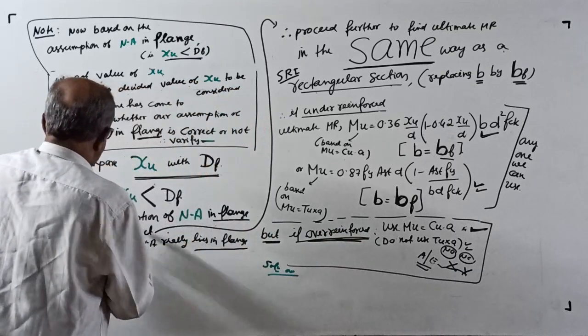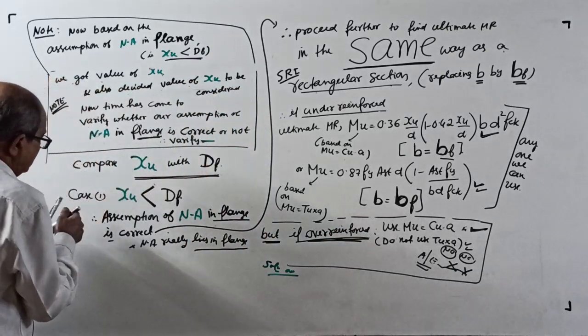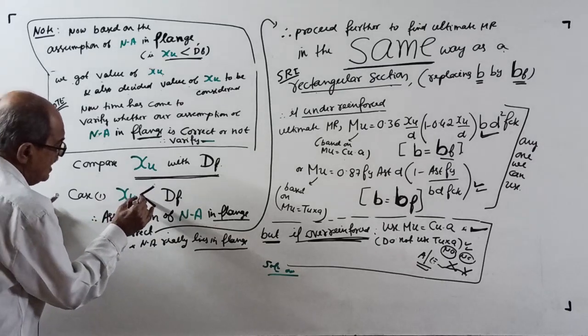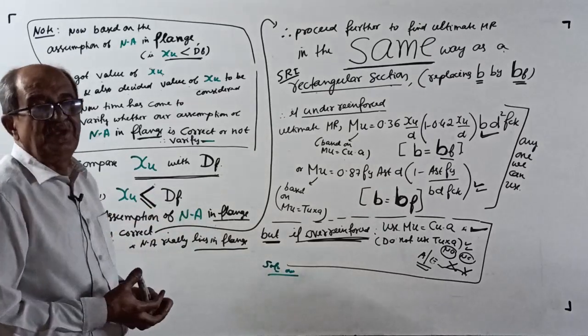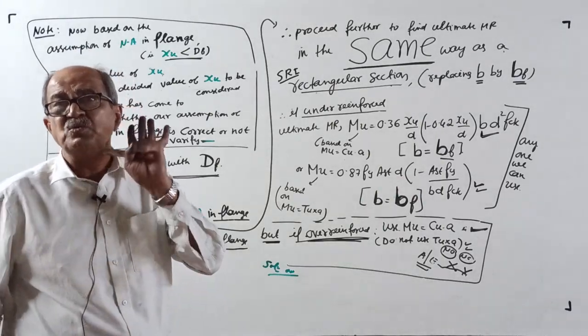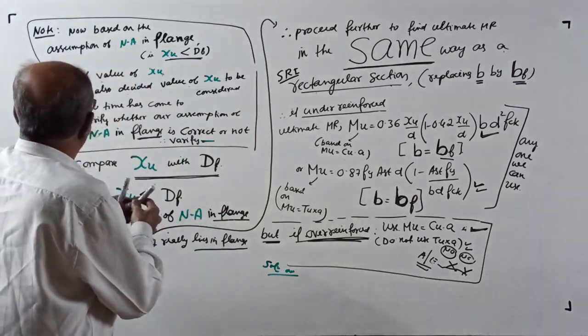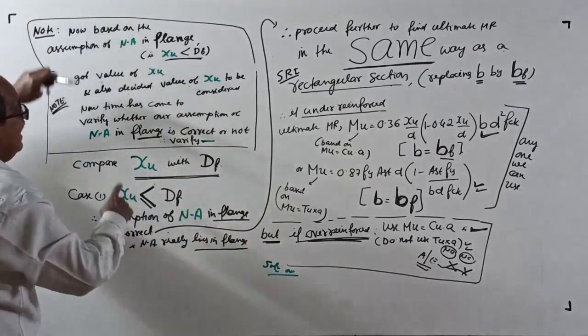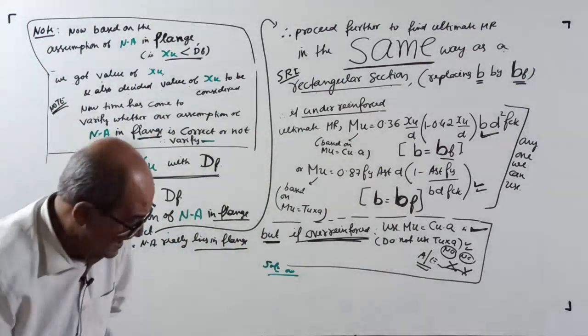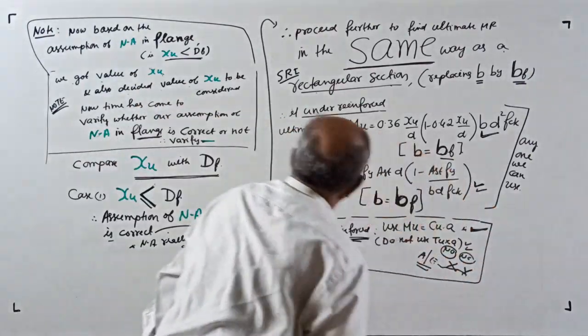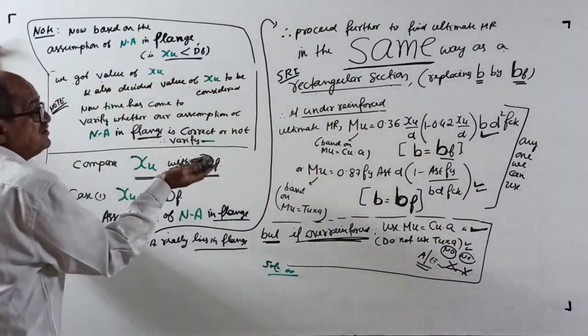Now, compare XU with DF. Case 1, when XU comes less than DF. Even equal will do. It should not come more. Now, I will rub the board and then tell what I will do now. I won't repeat again. That much concentration you should have now.